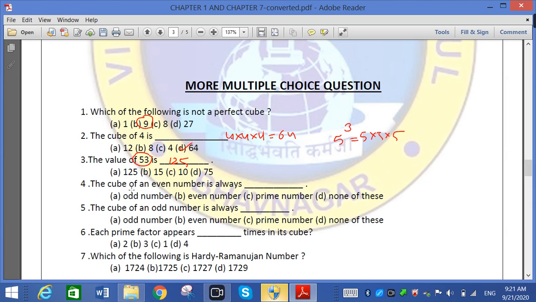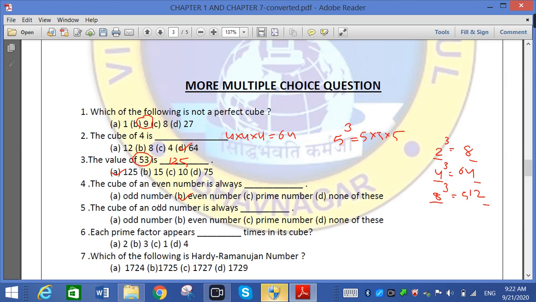Number of even, okay, so here option A is: cube of an even number is always, remember, even. If I write 2 cube, the answer is 8. If I write 4 cube, the answer is 64. If I write 8 cube, the answer is 512. So the unit place is always even when the number is even.